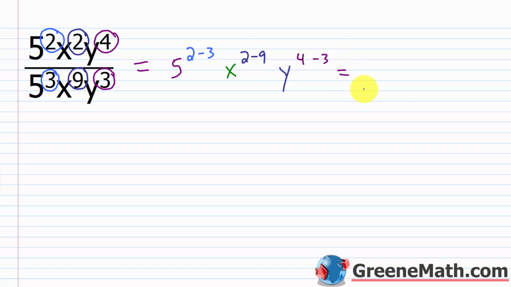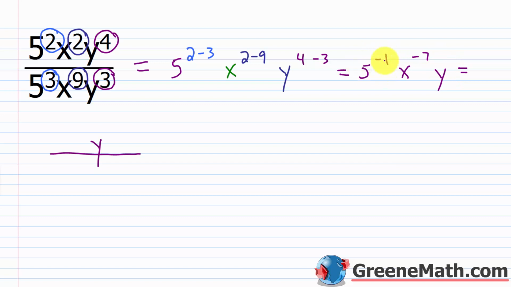So this ends up being what? Again, 2 minus 3 is negative 1, so 5 to the power of negative 1. You have x raised to the power of 2 minus 9, so x raised to the power of what? That's negative 7. And then y raised to the power of 4 minus 3, which is just y. So now, if I think about how to simplify this, if I want to get rid of 5 raised to the power of negative 1, that's what? It's just 1/5. But again, a simpler way to do that is just to set up a little fraction bar. y stays in the numerator because it does not have a negative exponent.